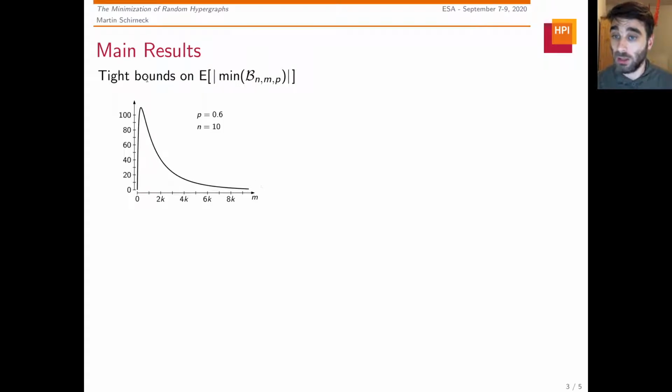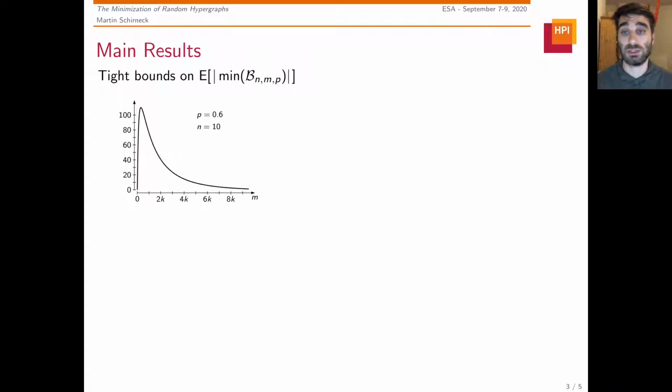But also this peak here, if you look more closely, it happens around 1,000 edges or so. But the number of minimal edges is only just over 100. So even in this peak, the minimization is much smaller than the underlying hypergraph. And this gives a good explanation why we can expect minimizations to be small.